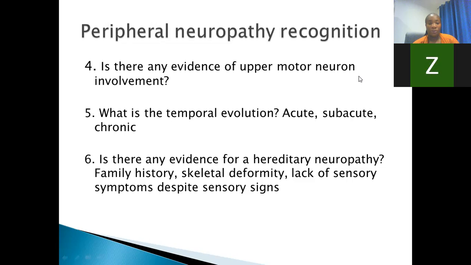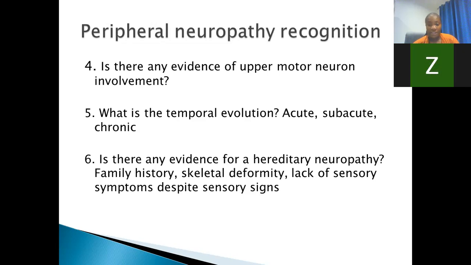You'd also want to know, is there any evidence of upper motor neuron involvement? So this will change your diagnosis, because mostly the upper motor neuron features will be a guide towards more of a central nervous system pathology than a peripheral nervous system one.